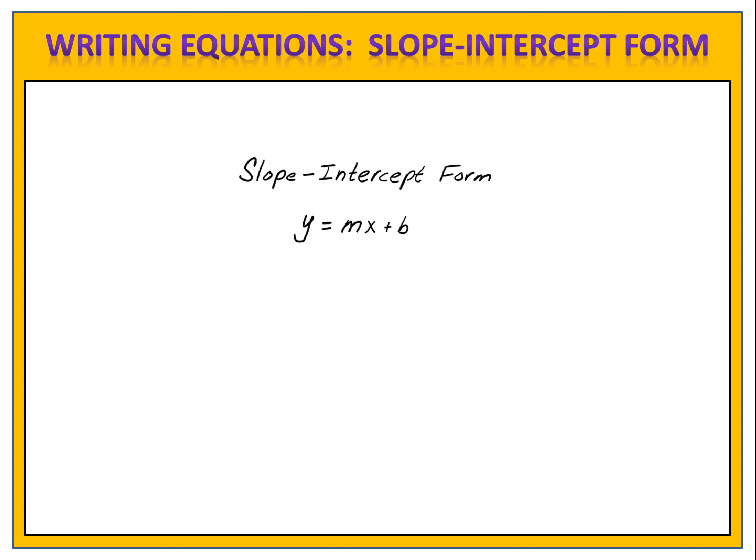Remember what slope-intercept form is. Slope-intercept form is the linear equation written as y equals mx plus b. In this equation, m represents the slope and b represents the y-intercept. We can use this to write our equations.